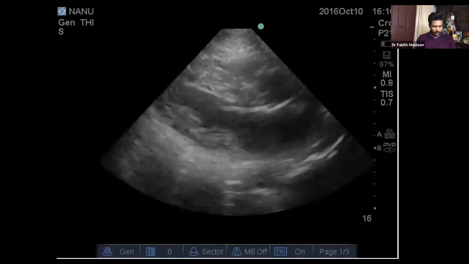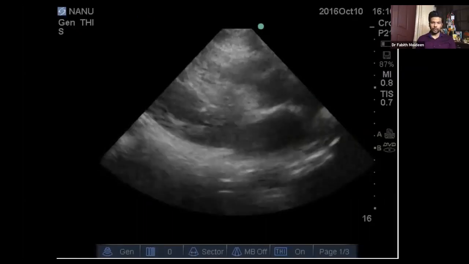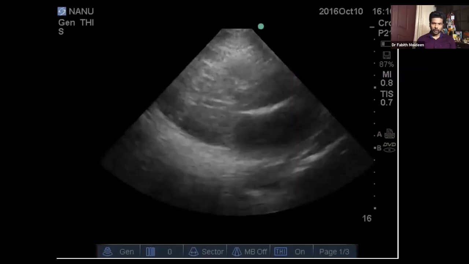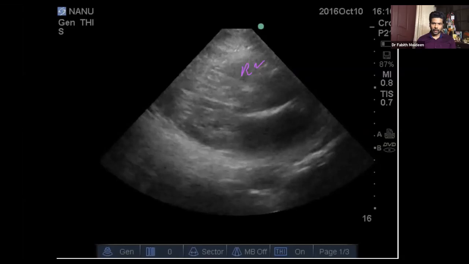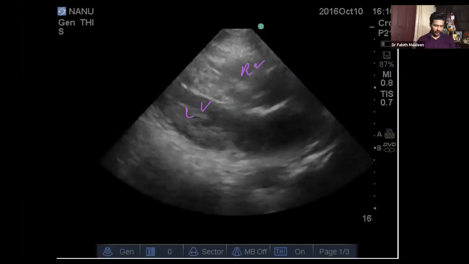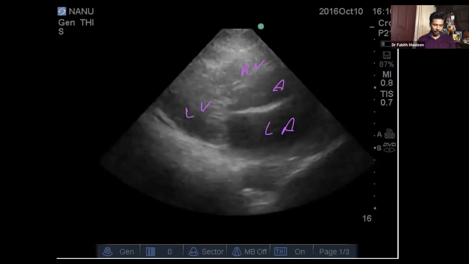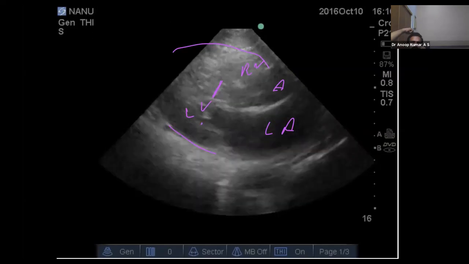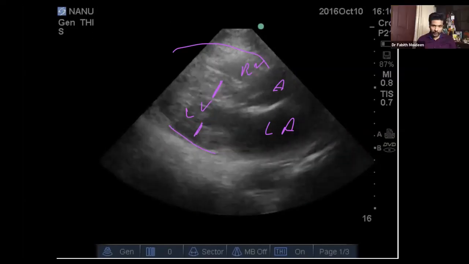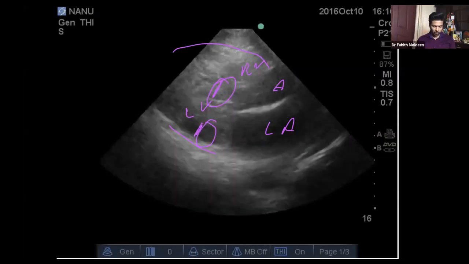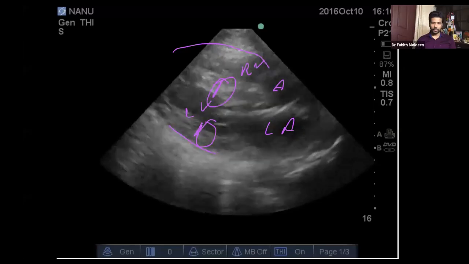Here again, we already told the rule of 3. Hopefully people would have known the RV, LV, aorta, and LA. What you're seeing is rule of 3, there's no blood around. Then rule of 2. You can see that the septum is more thickened than the posterior wall. This is the posterior wall, and the septum is more thickened. So that is what we are looking at. Be careful about that.